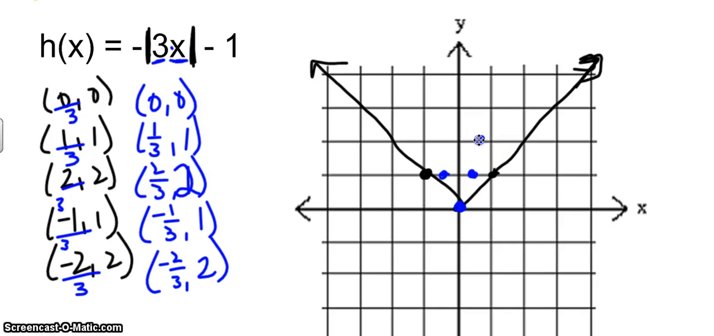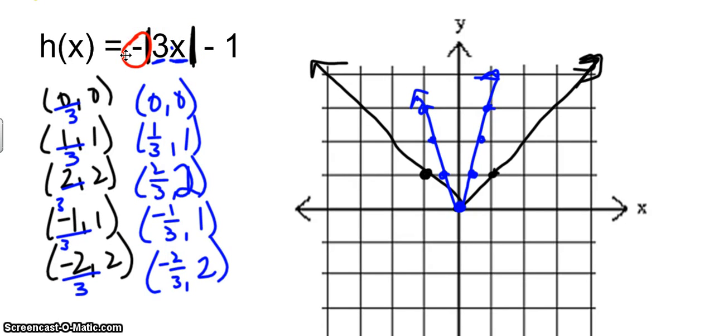Over 2/3 up 2, negative 2/3 up 2. And there's my new graph. These should predict that those should go through 3. So I'm done with this horizontal change. I'm now applying the function, so everything else after that happens outside.